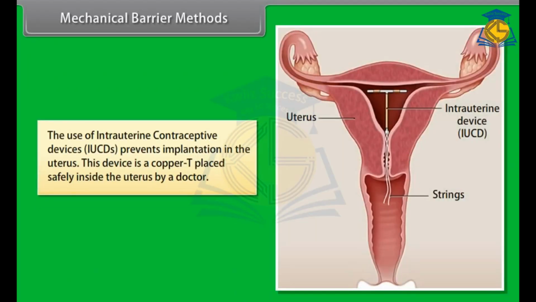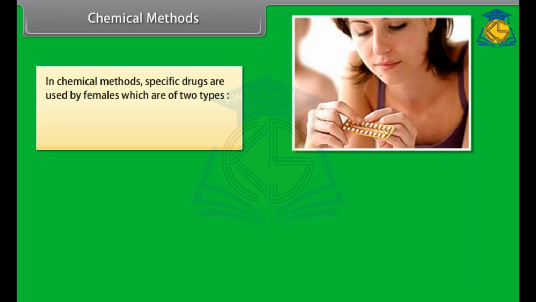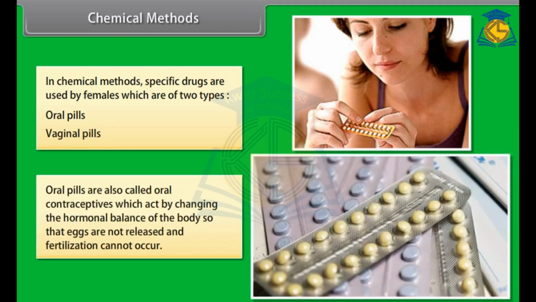The use of intrauterine contraceptive devices, IUCDs, prevents implantation in the uterus. This device is a copper T placed safely inside the uterus by a doctor. Chemical methods. In chemical methods, specific drugs are used by females, which are of two types: oral pills and vaginal pills. Oral pills are also called oral contraceptives, which act by changing the hormonal balance of the body so that eggs are not released and fertilization cannot occur.